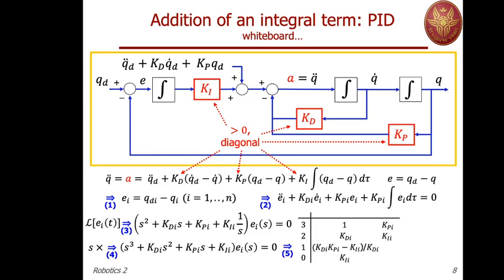So the necessary and sufficient condition for having the roots in the negative complex plane is that there's no change of sign in the first column. Since the first element is 1, which is positive, kdi should be positive, kii should be positive, and also kdi times kpi minus ki should be positive, because you divide by kdi, which is already positive.